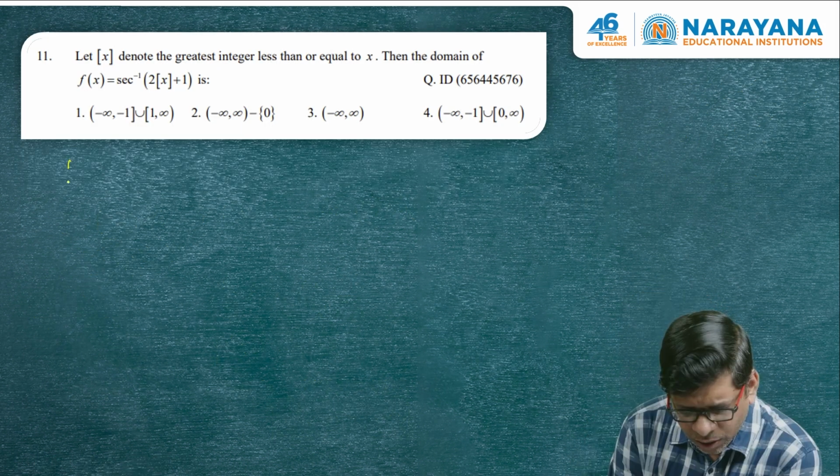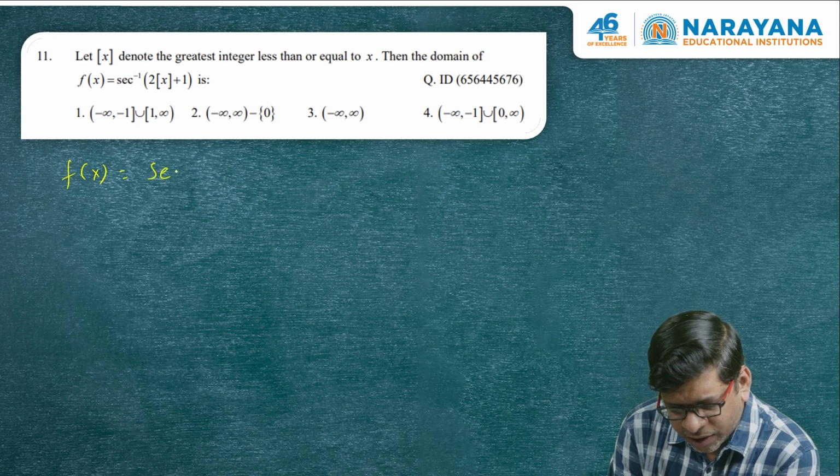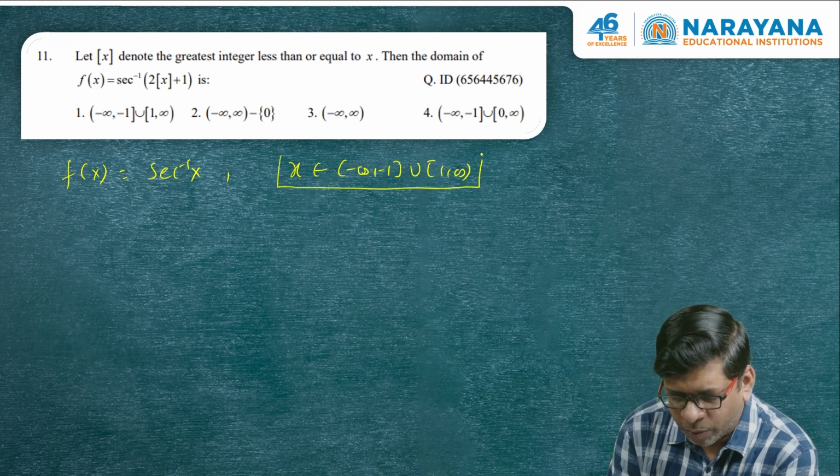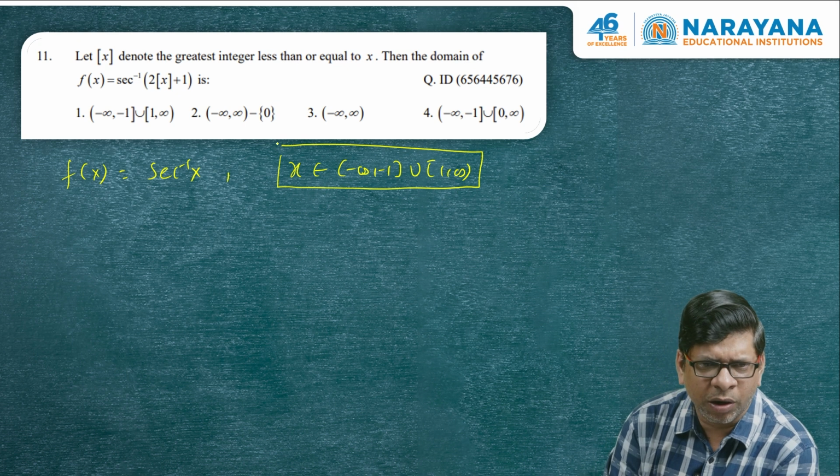Next question. If you talk about the domain of the function f(x) equal to secant inverse x, then x belongs to minus infinity to minus 1 union 1 to infinity. So x less than or equal to minus 1 or x greater than or equal to 1.